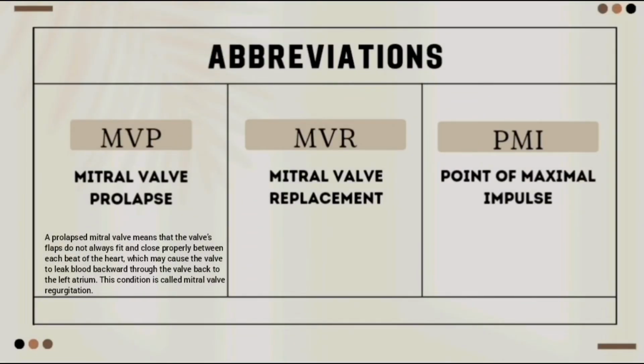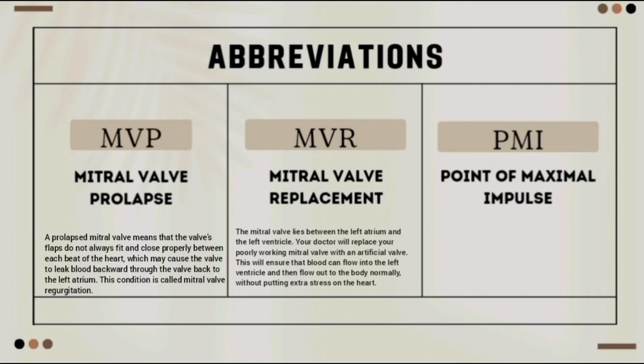Mitral valve prolapse. A prolapsed mitral valve means that the valve flaps do not always fit and close properly between each beat of the heart, which may cause the valve to leak blood backward through the valve back to the left atrium. This condition is called mitral valve regurgitation.